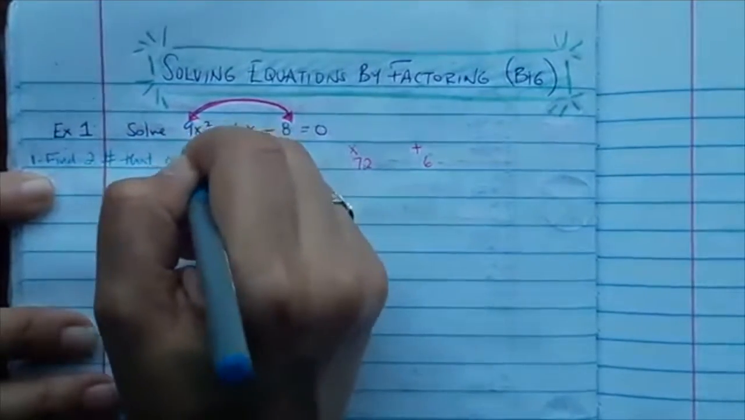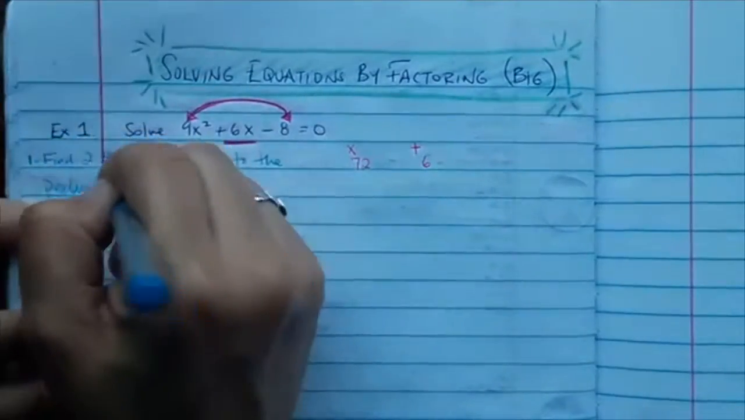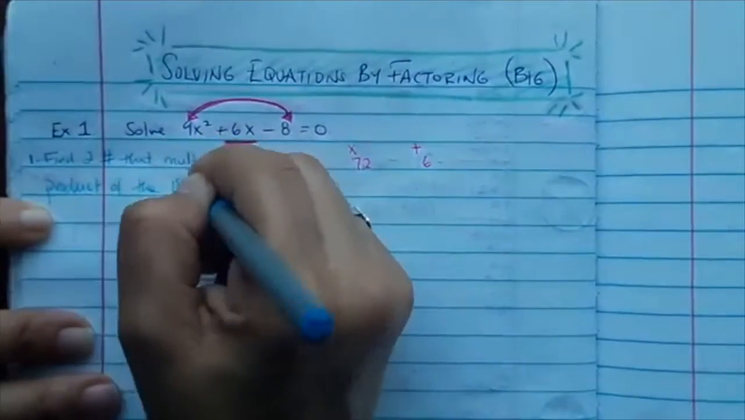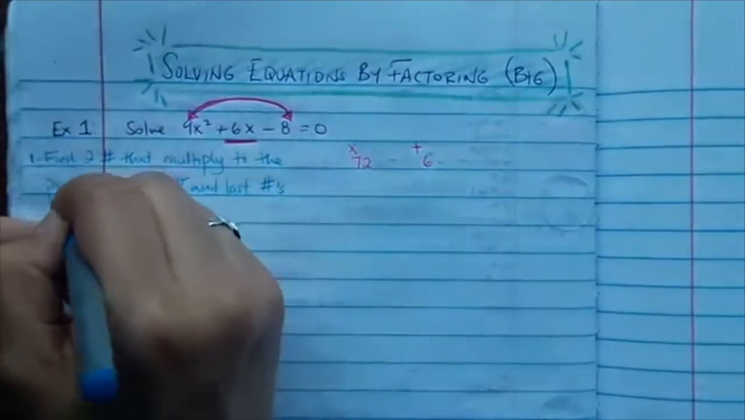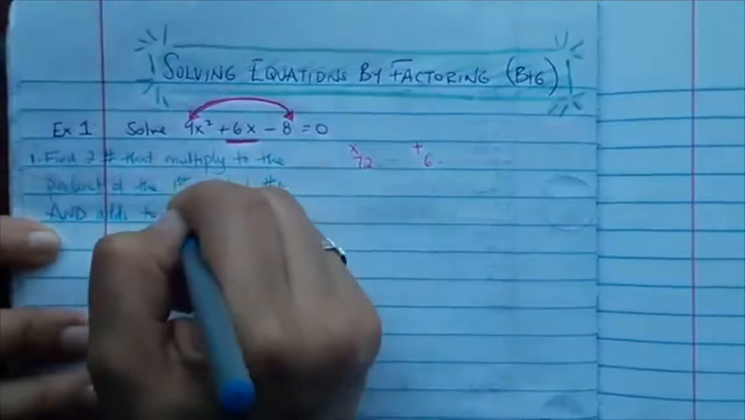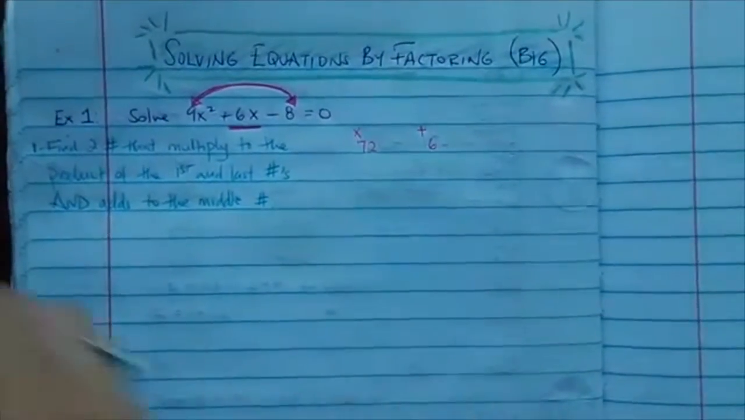All right, so the first step is find two numbers that multiply to the product, which means, you know, when you multiply the 9 and the negative 8, of the first and the last number, and add to the middle number. This is a listening check. Color in example 1. Color in example 1.